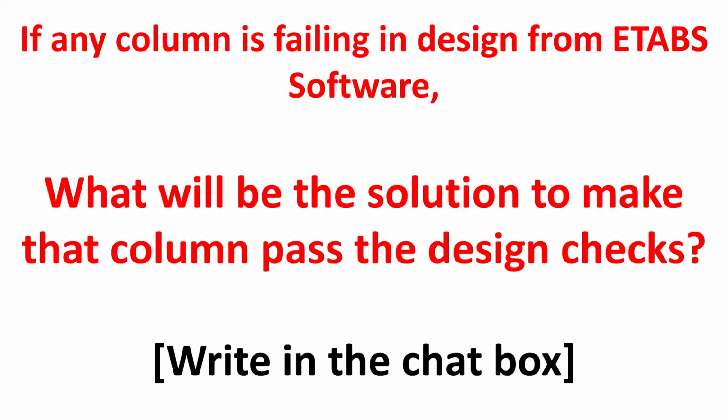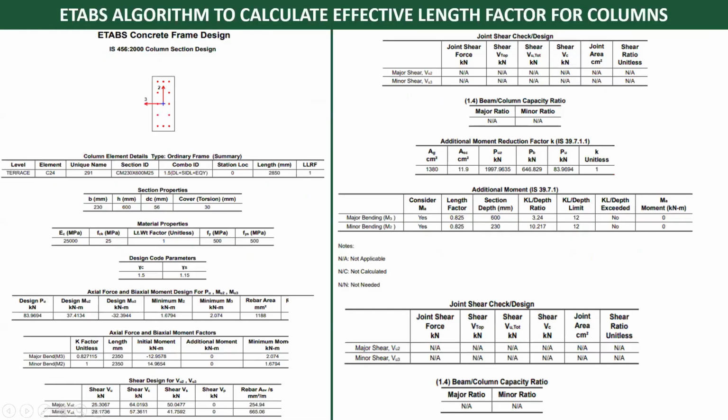How? Without knowing the problem, how are you giving the solution? Am I right or wrong? Write in the chat box. Am I right or wrong? Without knowing the problem, how are you suggesting the solution? So we first need to check what the cause of failure is, and to know the cause of failure, you should have an idea how to read the design report of the column.